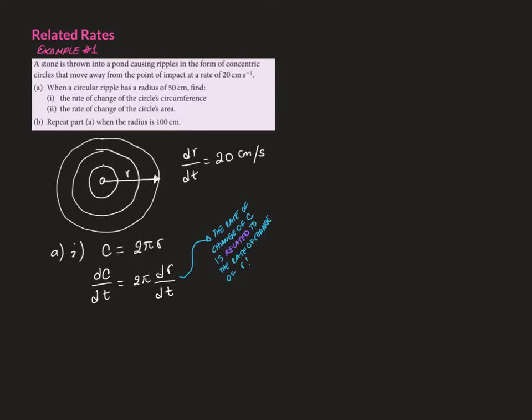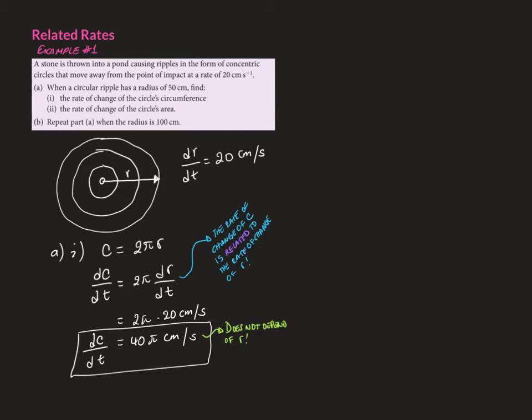And now I'm just going to substitute the rate. This is equal to 2 pi times 20 centimeters per second, and that is 40 pi centimeters per second. So as you notice, the rate of change of the circumference does not depend on the radius of the wave. So at 50 centimeters, the rate of change is going to be 40 pi.